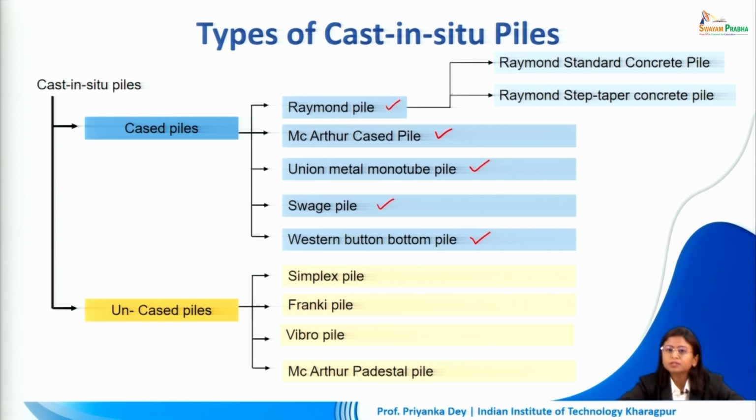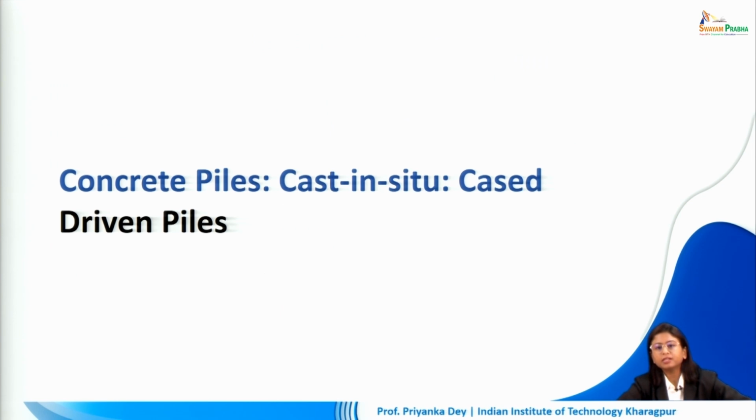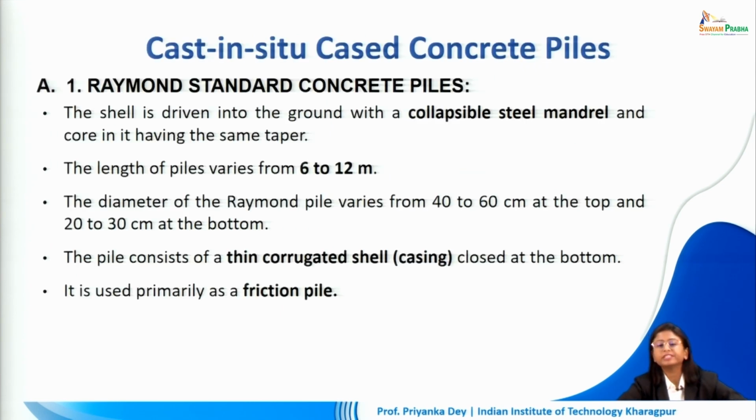They all look different from each other because of their classic shape, and that should help you remember how to categorize them. We are going to look at each of them in detail and study how they are constructed on site. Uncased piles can be divided into 4 types: simplex pile, Franke pile, Vibro pile and MacArthur pedestal pile. Let's first take a look at the cased piles.